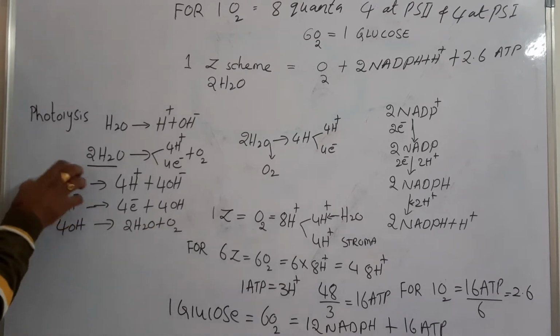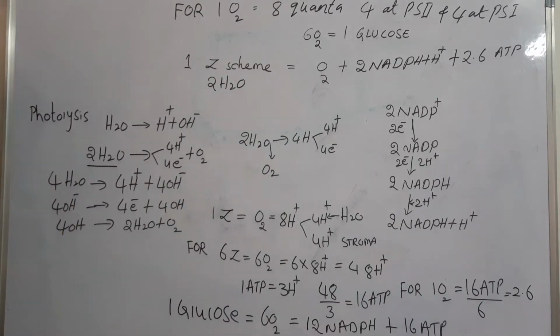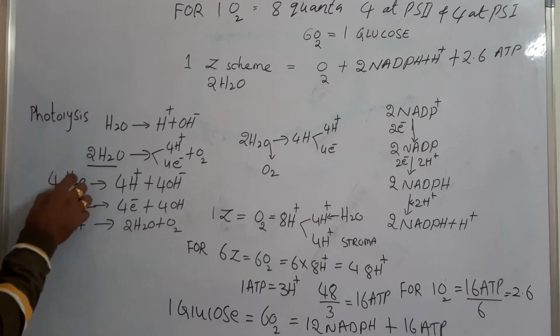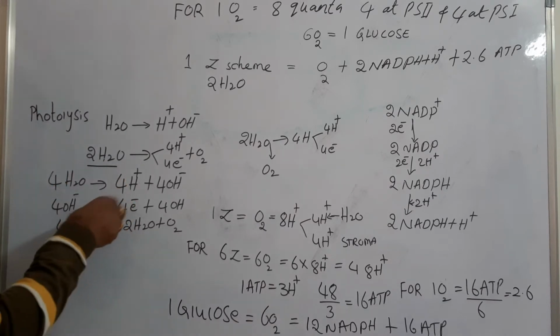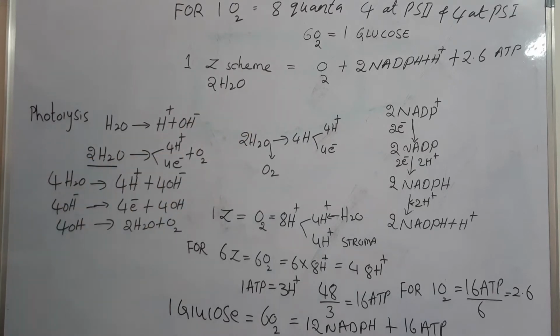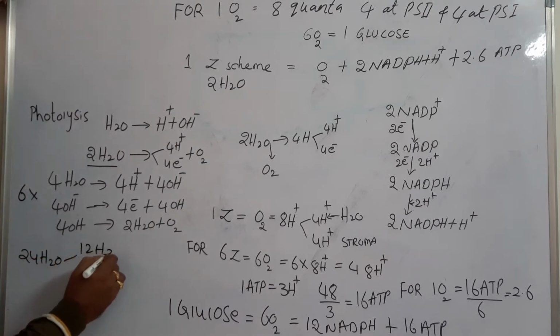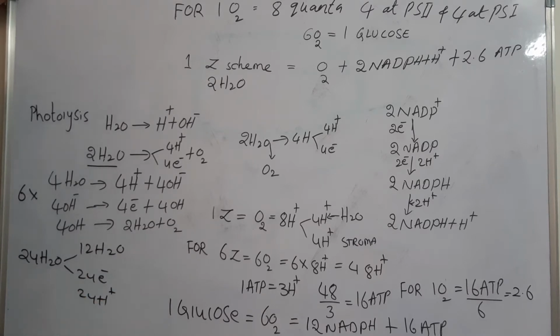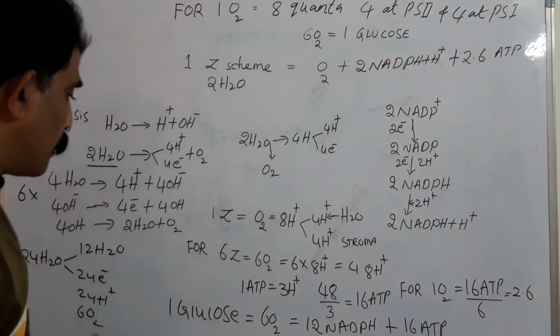Actually 4 water molecules are undergoing photolysis, but again, 2 water molecules are recovered. Only 2 water molecules release electrons and protons, which will be utilized for the reduction of the NADP. This we can multiply with 6 for the formation of a glucose. Totally 24 water molecules undergo photolysis. Of them, again 12 water molecules are recovered, and 24 electrons are produced, 24 protons are produced, and 6 O2 will be released for the formation of a glucose molecule.